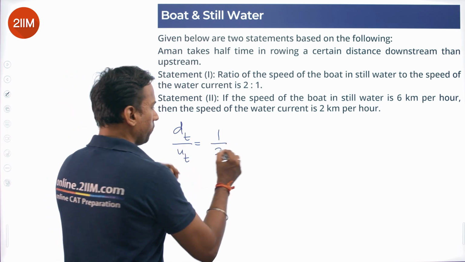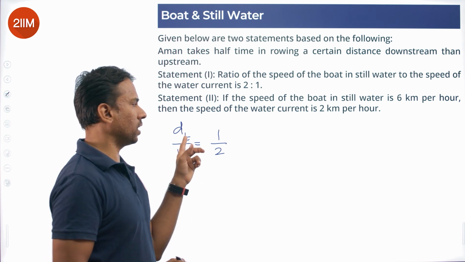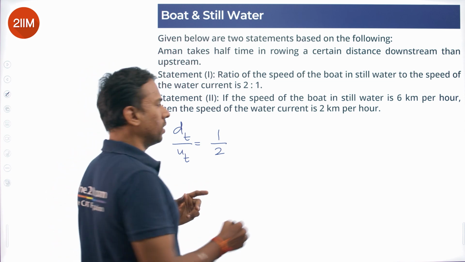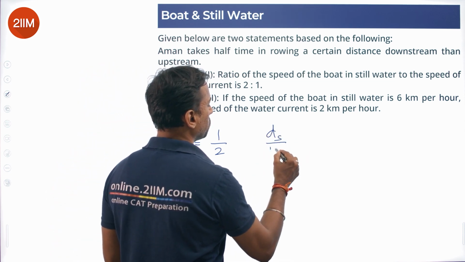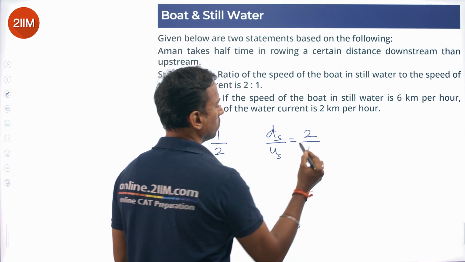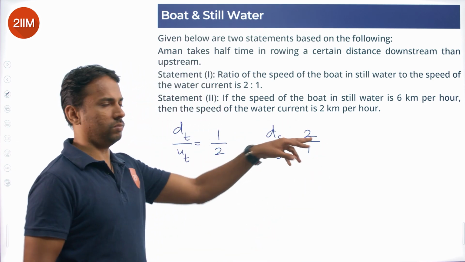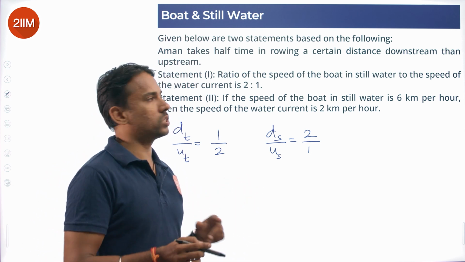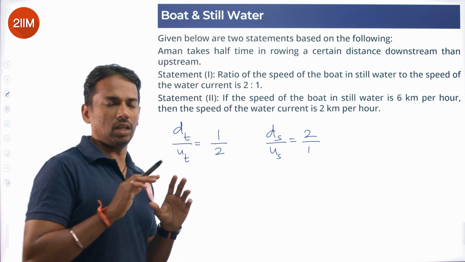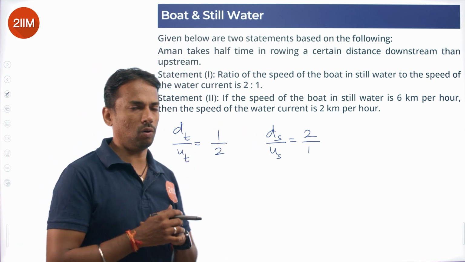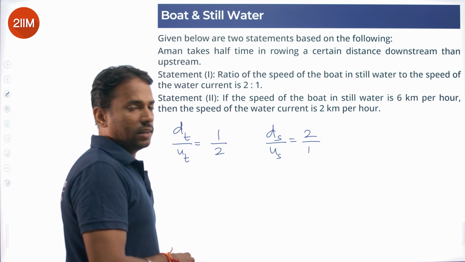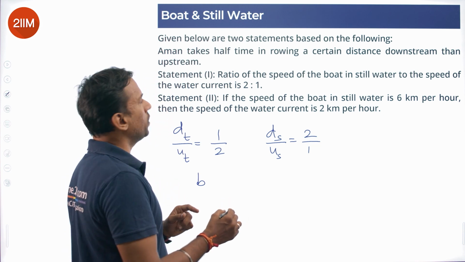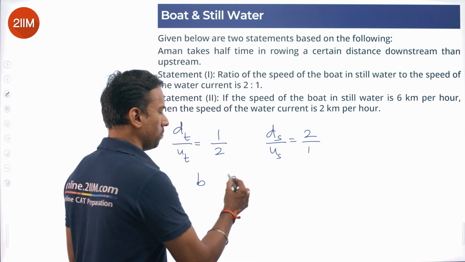So it's given downstream time and upstream time is going to be 1 by 2. So whatever time is taken for downstream, it's half of the time taken for upstream. That means what we can tell is downstream speed by upstream speed should be equal to 2 by 1, because this is the reciprocal of this. Speed and time are inversely proportional for the same fixed distance. Fine, alright. That means we'll take the speed of the boat to be B and speed of the water current to be S, stream.